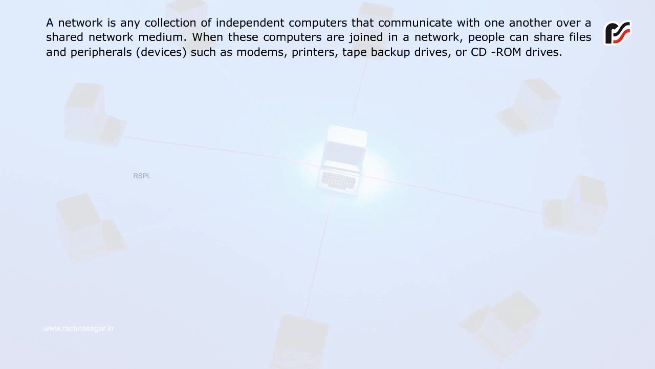Chapter 5 Networking. A network is any collection of independent computers that communicate with one another over a shared network medium. When these computers are joined in a network, people can share files and peripheral devices such as modems, printers, tape backup drives, or CD-ROM drives.